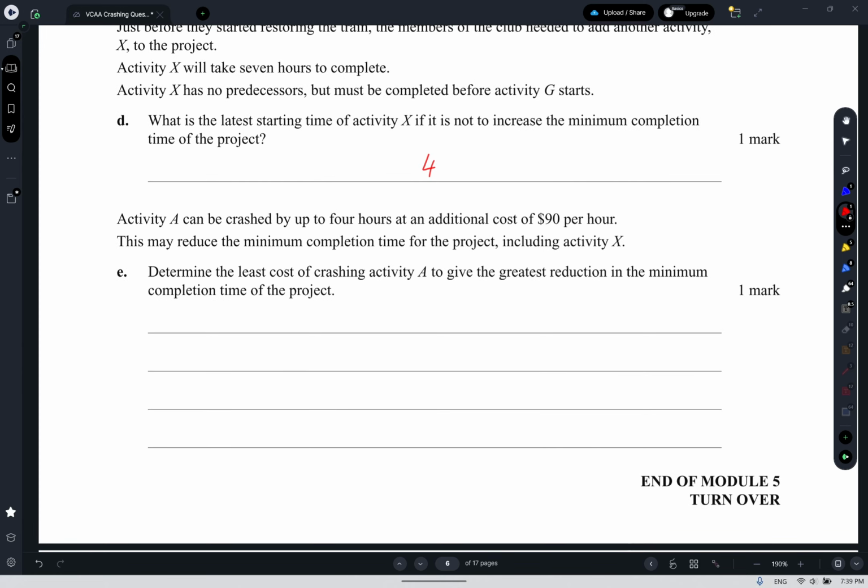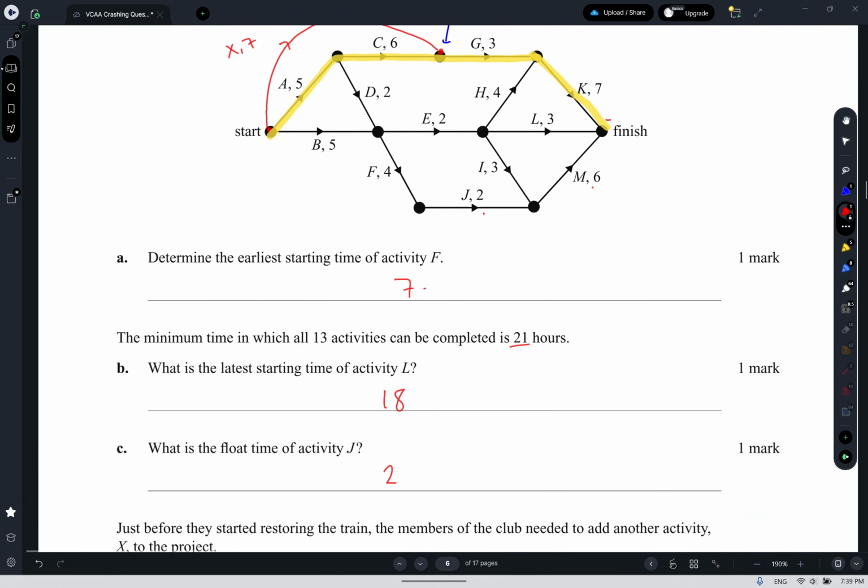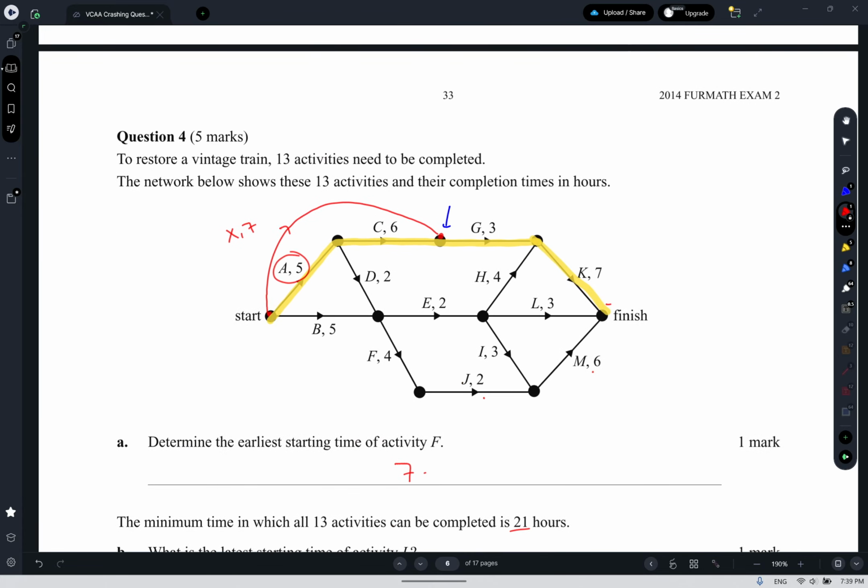And then this one here, activity A can be crashed by up to 4 hours. It'll reduce the minimum completion time. What is the least cost to give the greatest reduction? So activity A can be crashed. So we have to find the longest route through the graph not involving A.